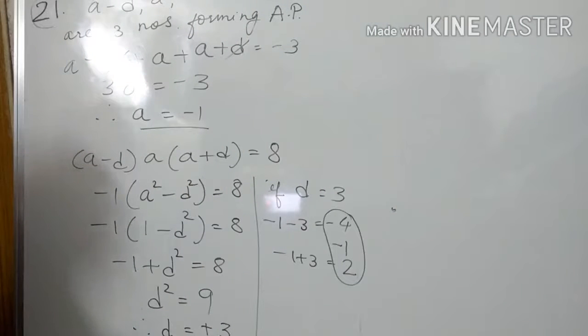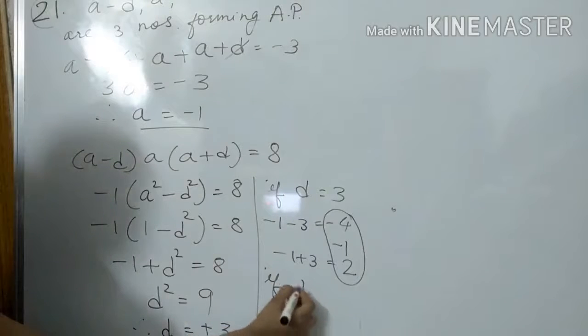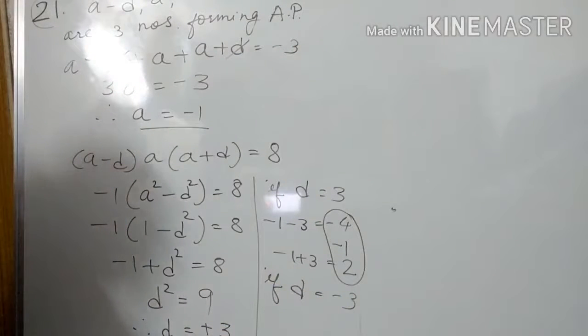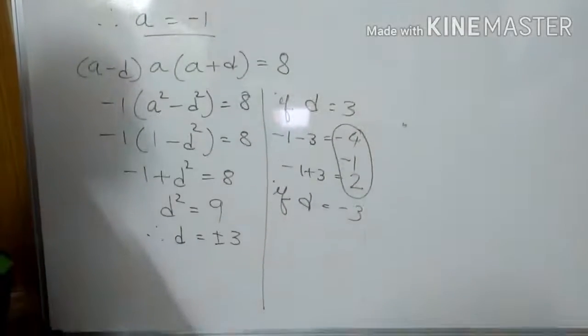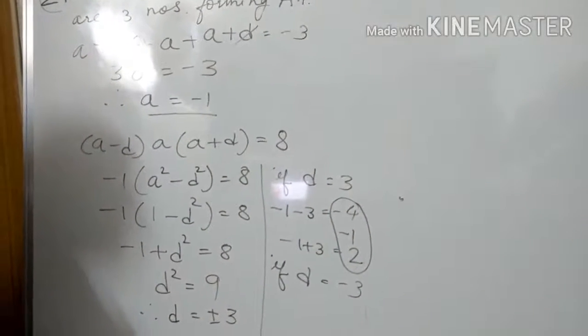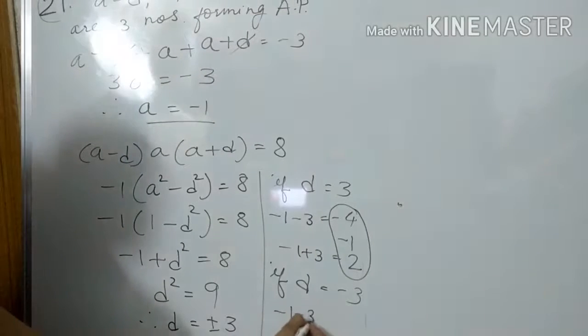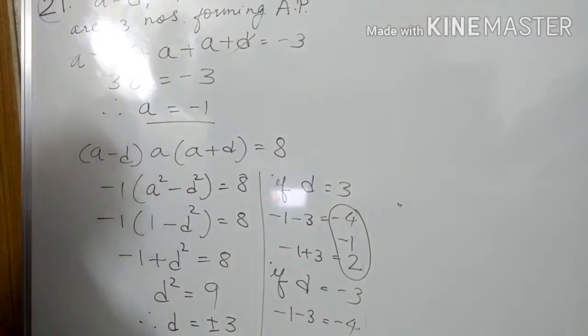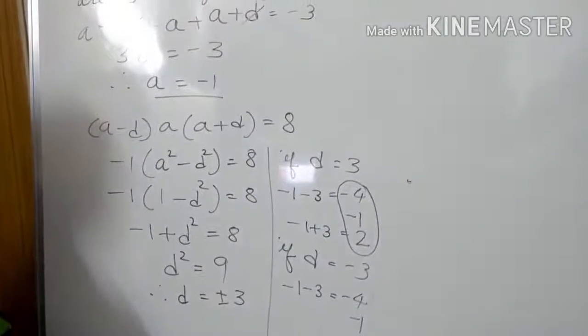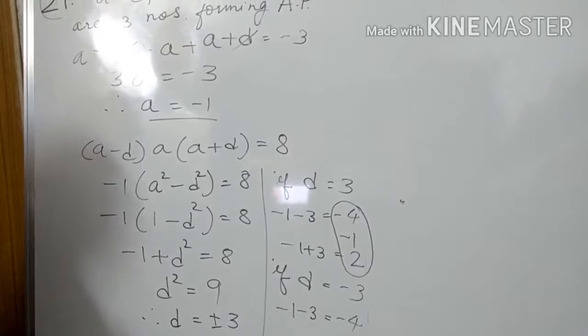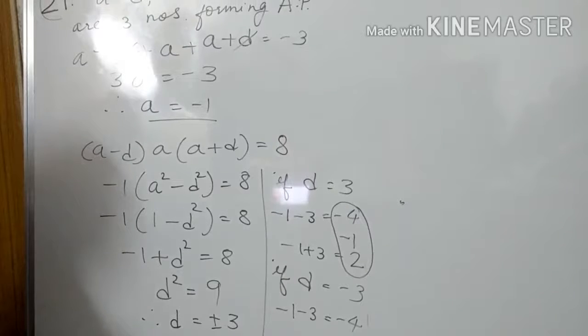Now if I take d value minus 3, then what happened? Then we get first value, that is a minus d, that is minus 1 minus of minus 3, so minus 1 plus 3 is 2. Then already a value is minus 1, and a plus d, that is minus 1 plus minus 3, again minus 4.